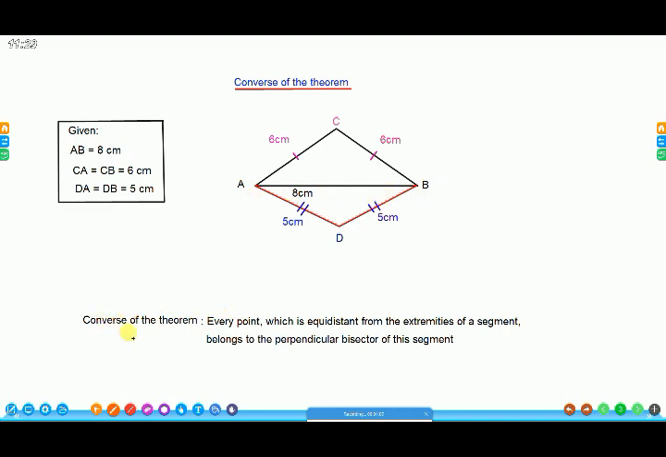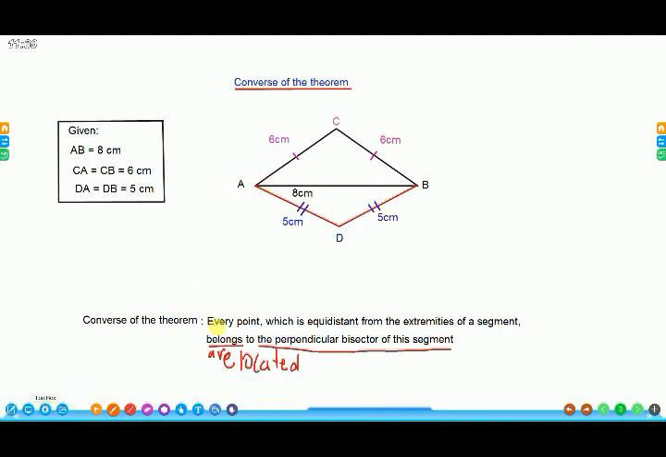So the converse of the theorem says, every point which is equidistant from the extremities of a segment, so C and D are both equidistant from the extremities of segment AB, belongs to the perpendicular bisector of this segment. So they are telling us in the theorem that the 2 points C and D belong, it means they are located on the perpendicular bisector of segment AB.